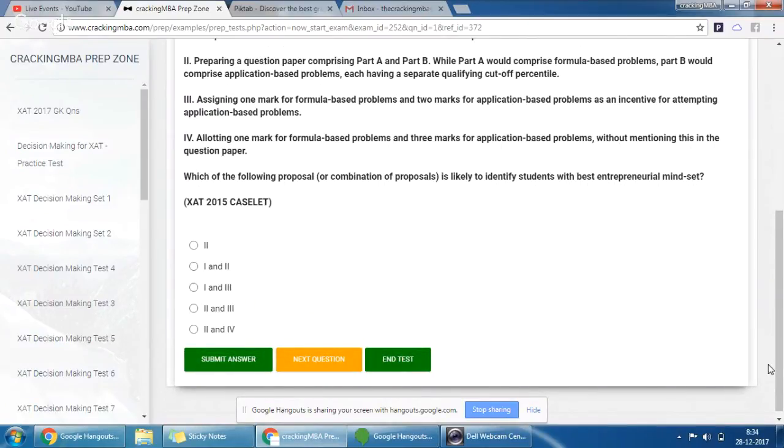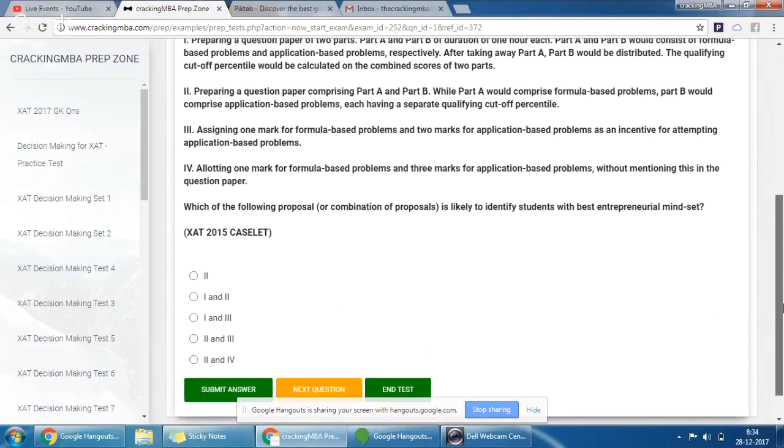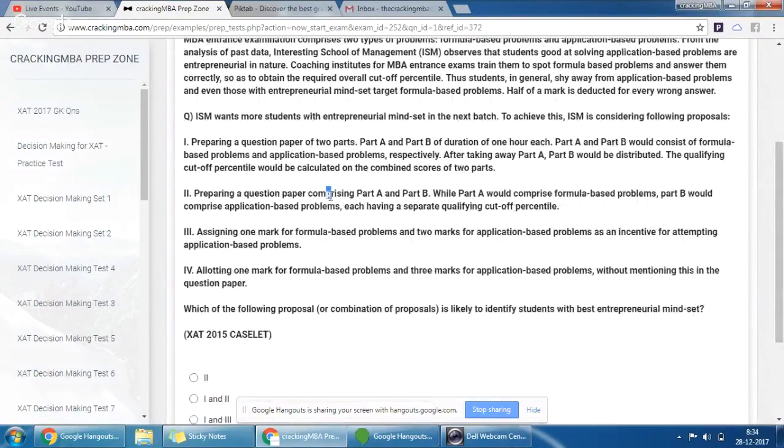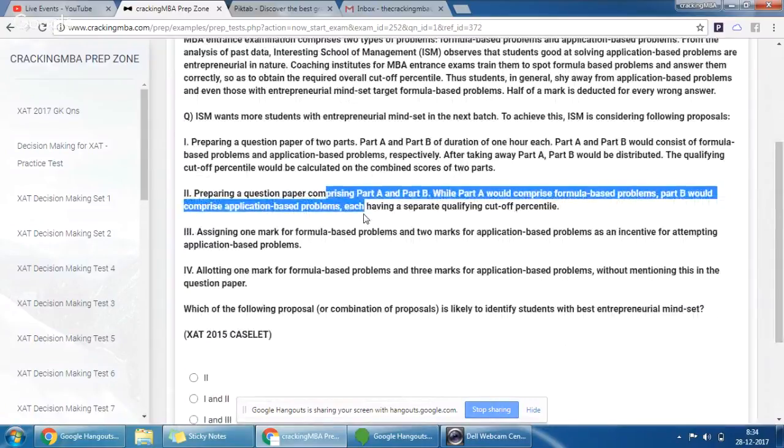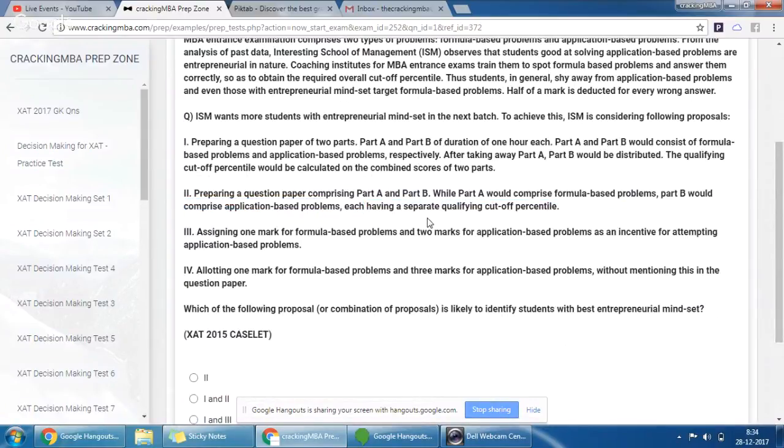Option two, where we say that it's going to consist of two parts, and part A will consist of formula based questions, part B will consist of application based questions, and then both will have separate qualifying cutoffs. That will make sure that people actually focus on each of the sections to clear the cutoffs, and the college can evaluate who is good in which section.